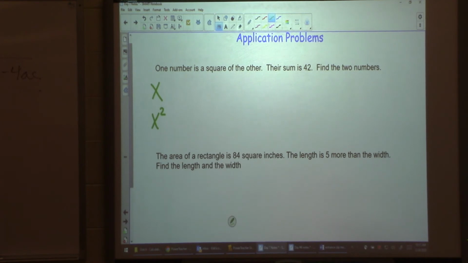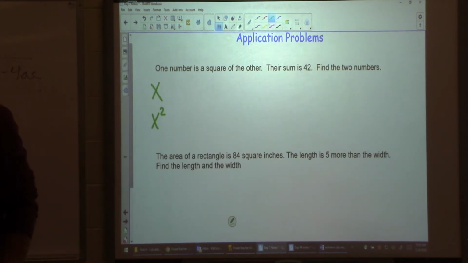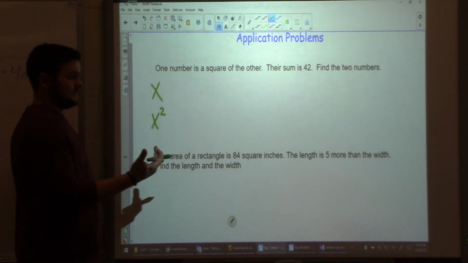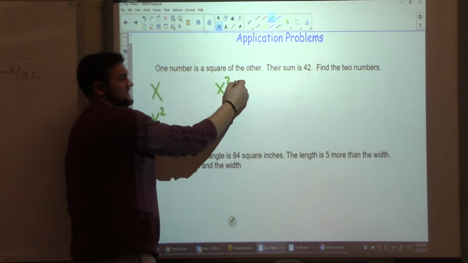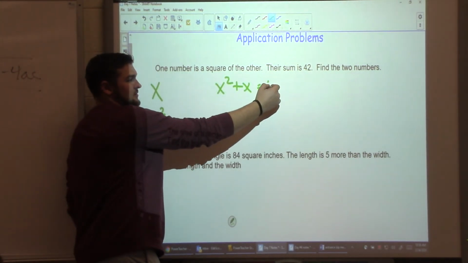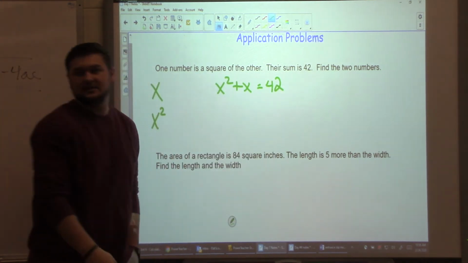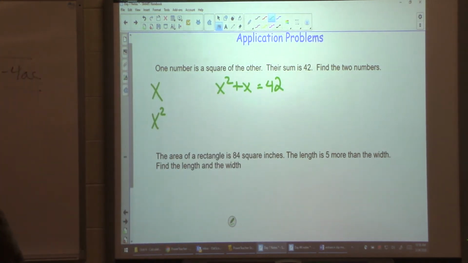Okay, let's do it the mathematical way now. Their sum is 42, which means what? What does the sum mean? Add. Add them. X squared plus x equals 42.